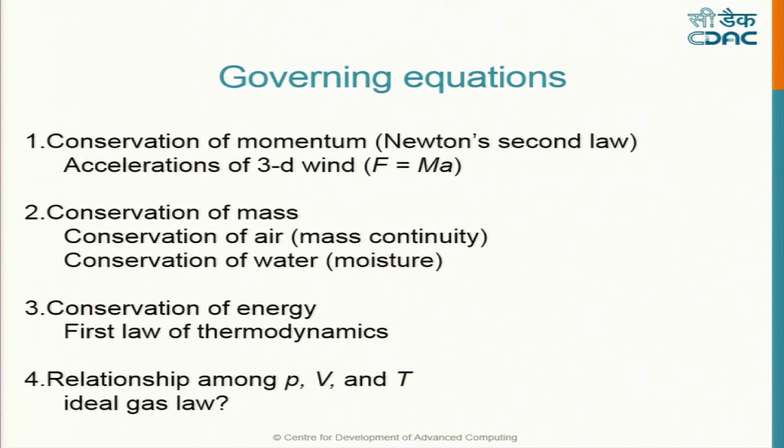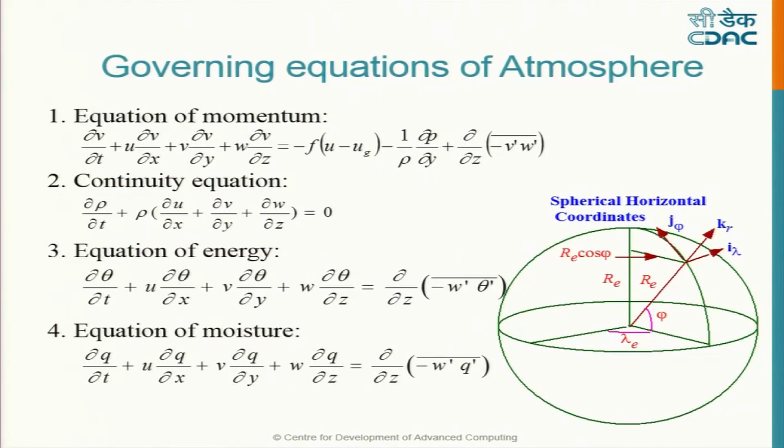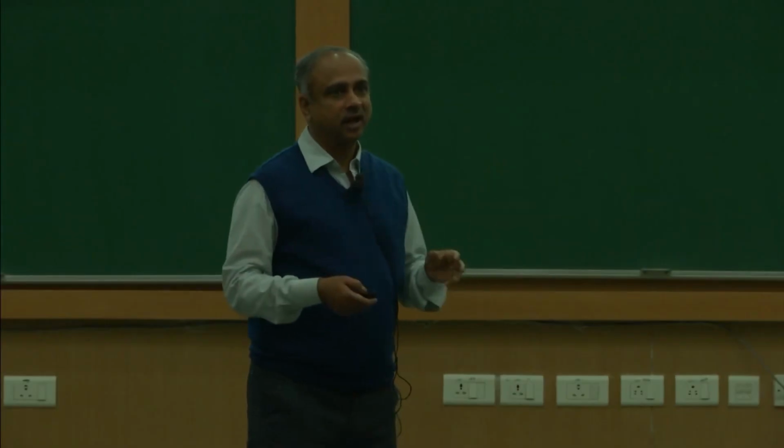And then there are winds. When winds move, there is conservation of mass. When humidity goes from one place to other, there is conservation of moisture. Then there is conservation of energy, where you apply the first law of thermodynamics. And finally, we have P1 V1 upon T1 equal to P2 V2 upon T2. So you apply all this, and these are the equations that you get, which you apply to the entire Earth system.